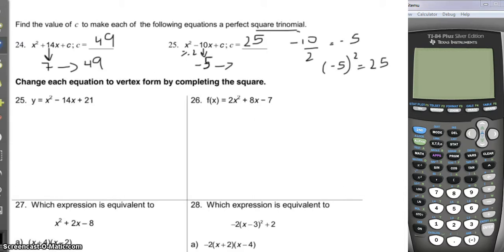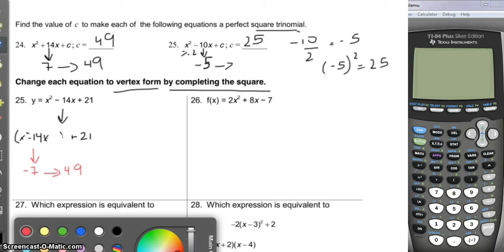Now, if you are asked to change this to vertex form by completing the square, you just have to change it to vertex form. You don't have to solve for x. To do that, you have to divide the middle term. First of all, set it up: x squared minus 14x inside the parentheses, and on the outside of the parentheses you put 21. The middle term you have to divide by 2, so you get a negative 7. Then you square this to get 49. It means on the inside you have to add a 49.